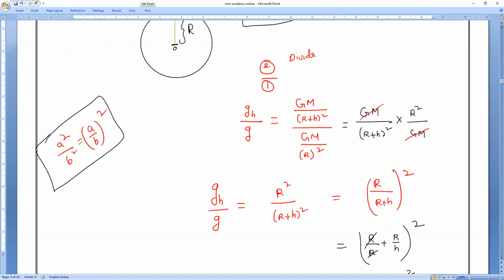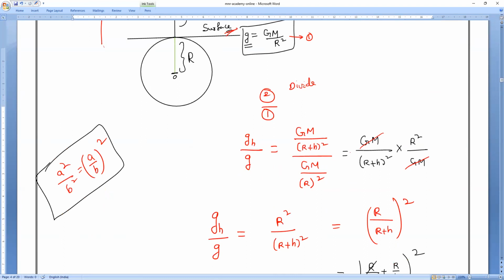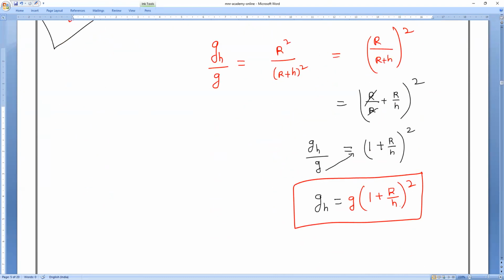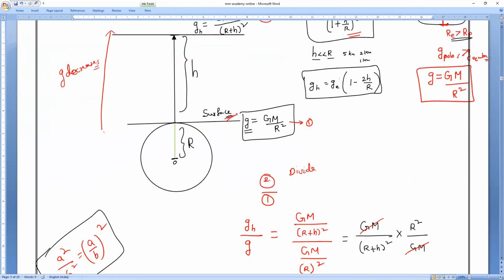Now you can see, everybody. But what is the formula you have written? Yesterday, what formula did I teach you? Check it. g_h is equal to g divided by 1 plus H by R whole square. Am I right? Yes. So that is what it is. You have to remember. So here we are getting 1 plus R by H whole square.